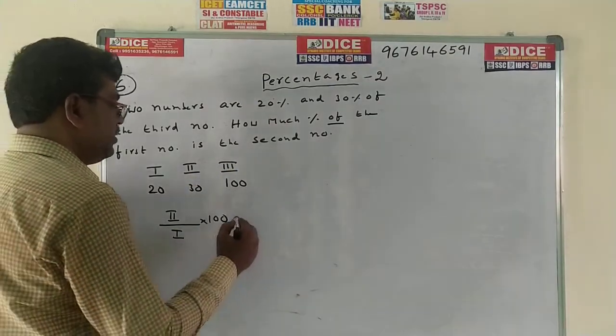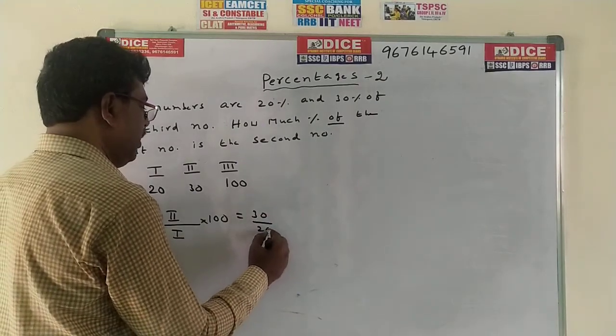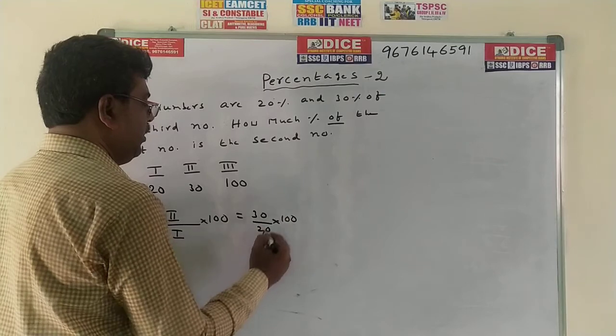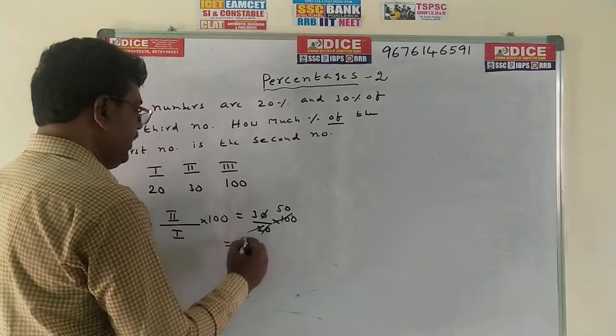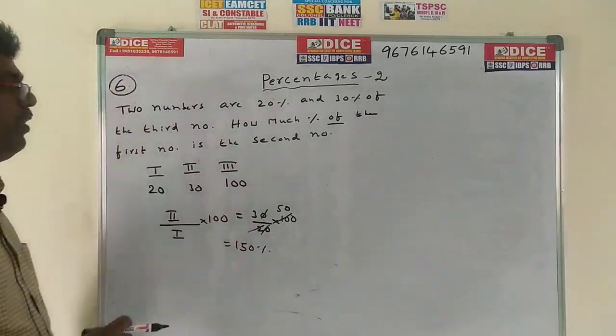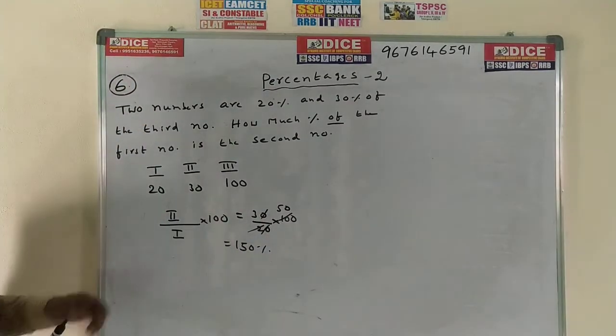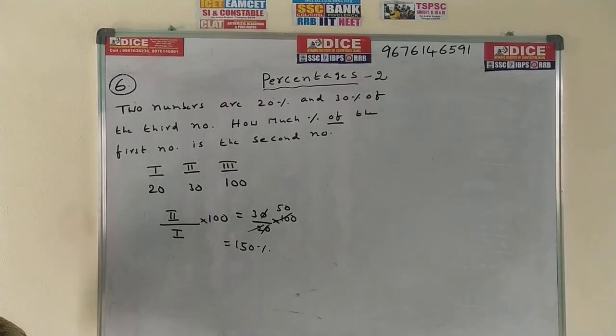So the required answer is: what is the second number? 30 by 20 into 100. The zeros cancel, 2 ones are 2, 2 fives are 10, so 50 into 3, the answer is 150%. The answer is 150%. This is the method. This is also a very important one. Please write down this one. We can go for another problem on this.